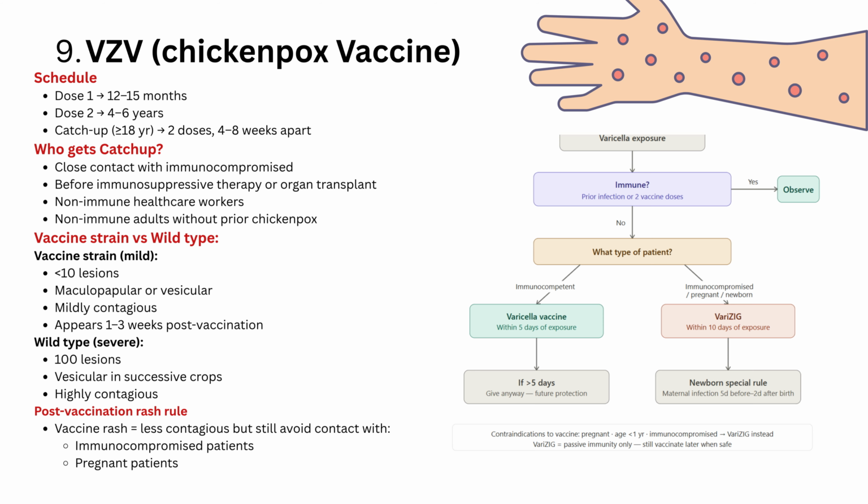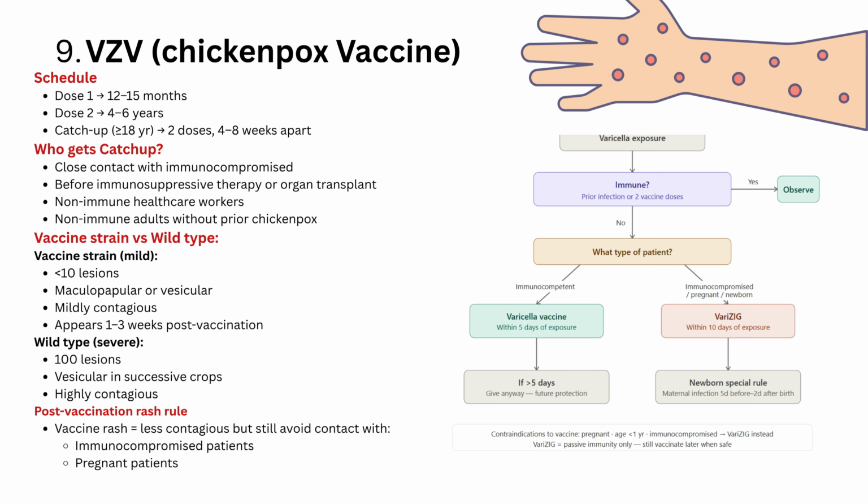If the patient cannot receive the live vaccine, such as in pregnancy, infancy, or immunocompromised states, then you give VARI-ZIG, which is varicella zoster immune globulin. This provides passive immunity with ready-made antibodies and must be given within 10 days of exposure. There is also a very important neonatal rule. If the mother develops varicella from 5 days before delivery to 2 days after delivery, the newborn should also receive VARI-ZIG. This is because the mother has not yet developed protective antibodies to pass on to the baby.